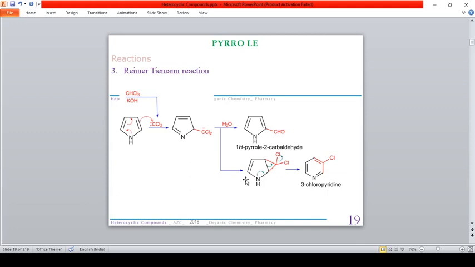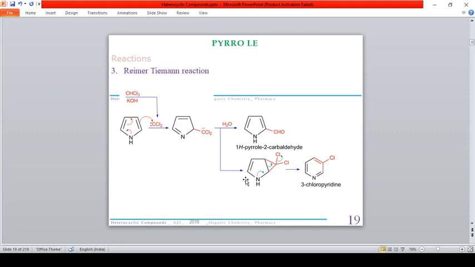That is the Reimer-Tiemann reaction. What happens in the Reimer-Tiemann reaction? Your pyrrole reacts with CHCl3, that is chloroform, and KOH. KOH is a base. And in this reaction, a nucleophile CCl2 is generated, which attacks and gets bonded on the carbon 2.